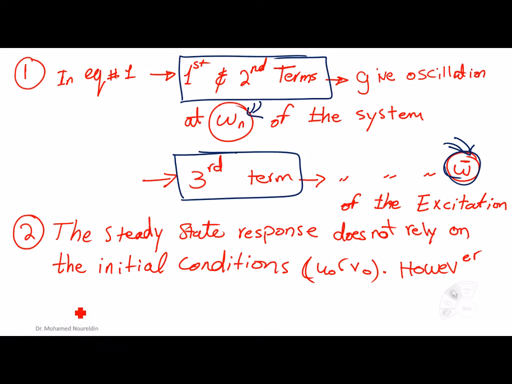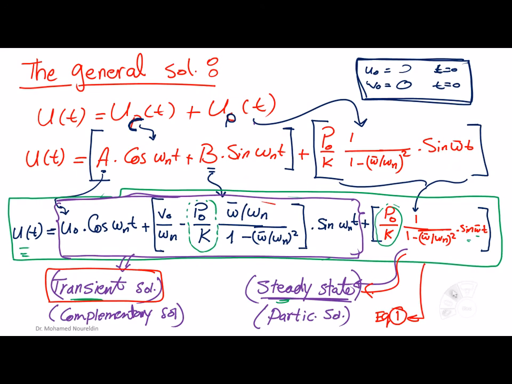However, the transient response does. It's very important, right? Because we have mentioned this before, I'm just writing it down. As you can see here, we have U node, V node in the first and second term, right? And this is the transient term. However, in the steady state, we cannot see anything related to U node or V node, as I have explained in the previous video.